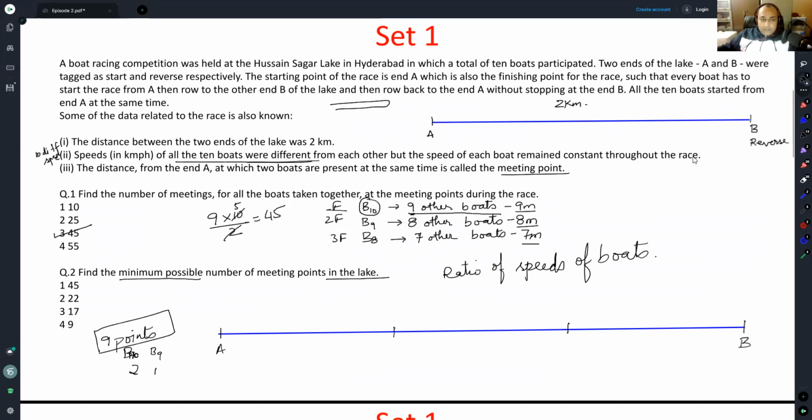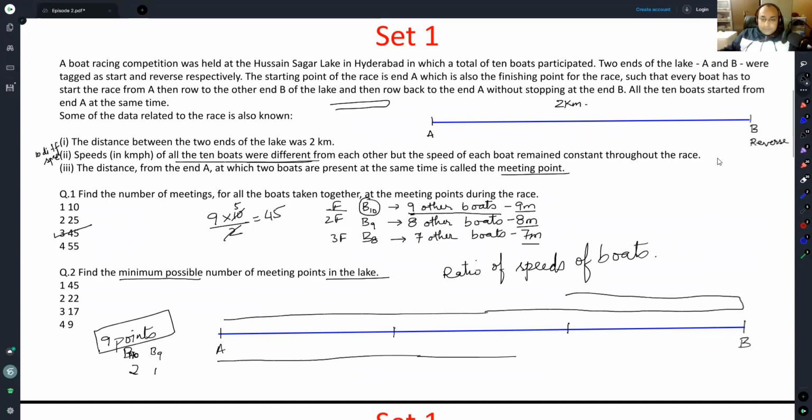In the time that the fastest boat would have traveled 3 parts and returned 1 part, boat 9 would have traveled 2 parts. This is for boat 9, this is for boat 10. Boat 10 has traveled 4 parts of the journey, boat 9 has traveled 2 parts of the journey because the ratio of the speeds is 2:1. At this point, a meeting is definitely taking place.